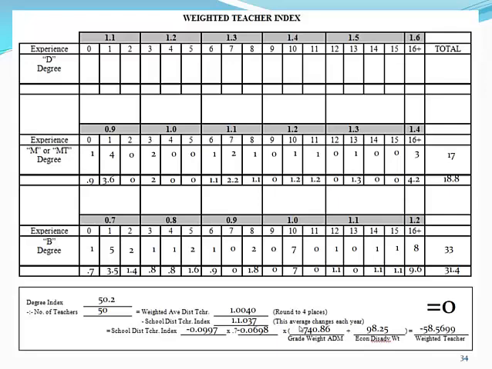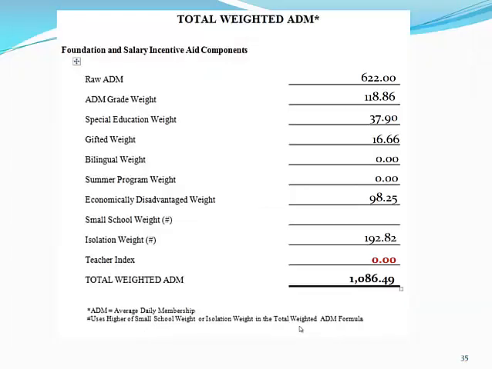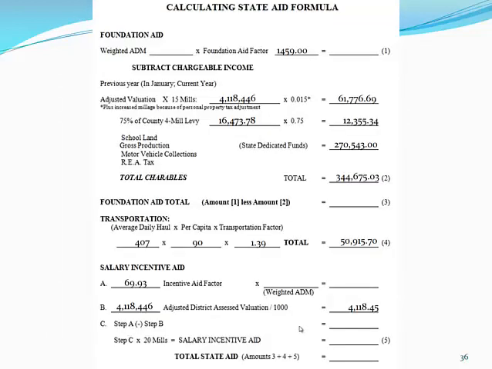So we know this is 0. If it were a positive number, we would add that in. Okay? But since it's not, we keep it 0, and so our total comes out to 1,086.49. Now, we go back finally to our first page, and we're looking at our weighted ADM, and we can add that in at the top and do the math.